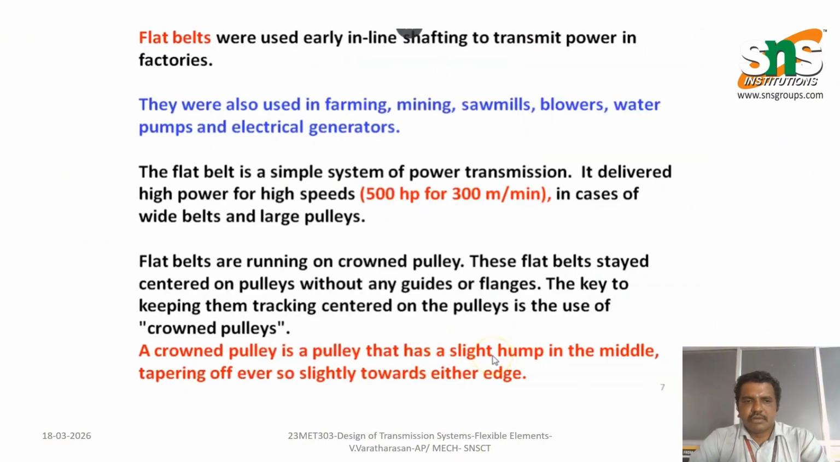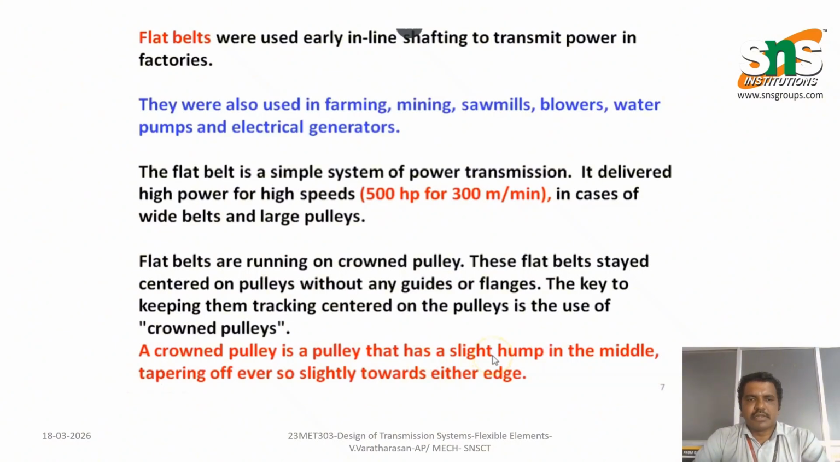In this video we are going to see the flat belt, and how flat belts are used in day-to-day applications. Early on, in line shafting, they transmitted power in industry. They were also used in farming, mining, sawmills, blowers, water pumps, and electrical generators. The flat belt is simply a system of power transmission. It delivered high power at high speeds, 500 HP to 300 HP in the case of wide belts and large pulleys.